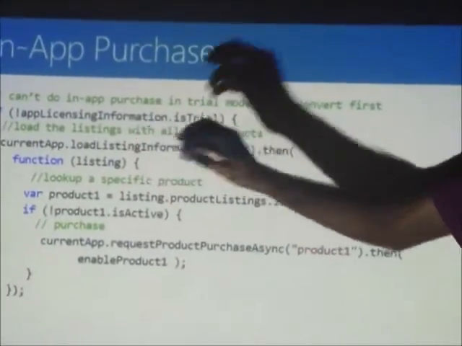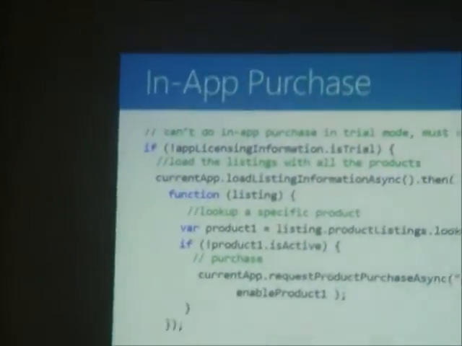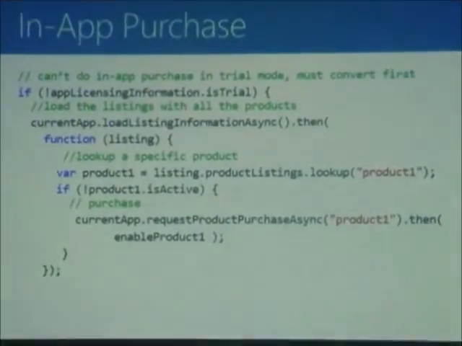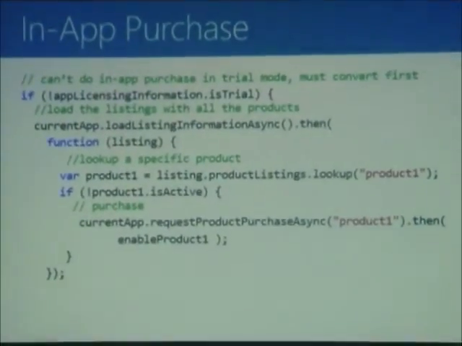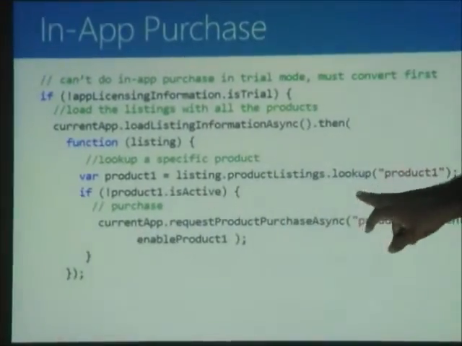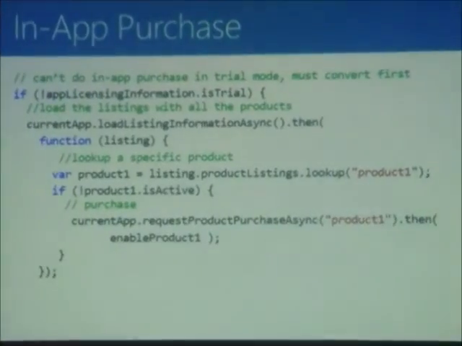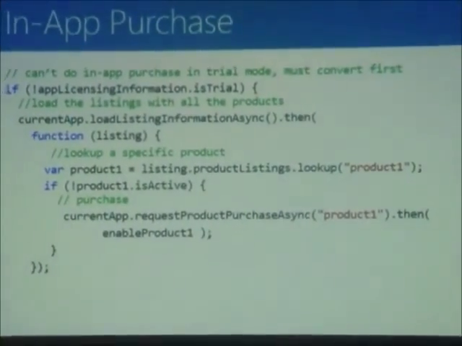We have the app licensing information, and you can't have your in-app purchase in trial mode. So you need to be out of trial mode to have in-app purchase. If not in trial mode, you can get a listing of your app. For example, I have n number of features in my application. Which features do you want to give for in-app purchase? That's what this is. So I have a product listing or lookup of product 1. Product 1 is a feature in the application which I want to offer for purchase.